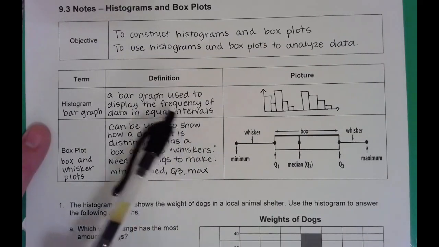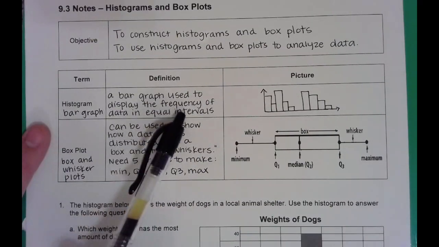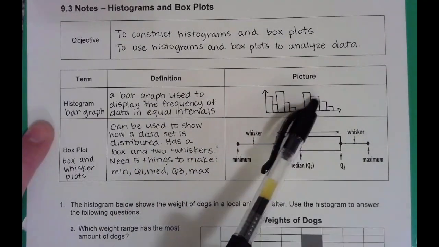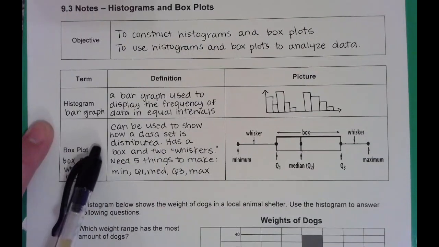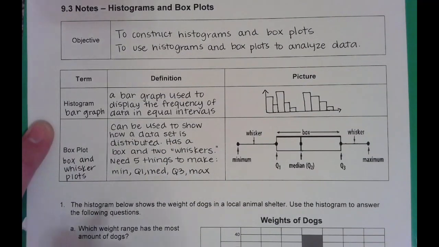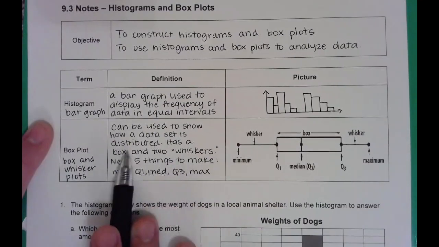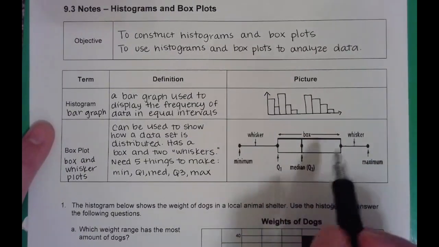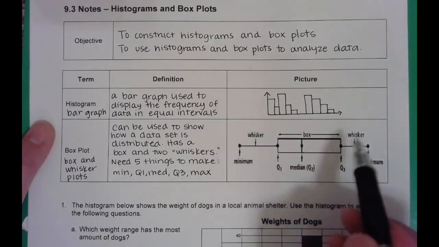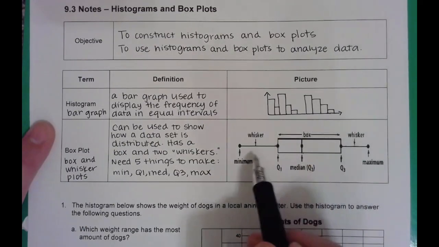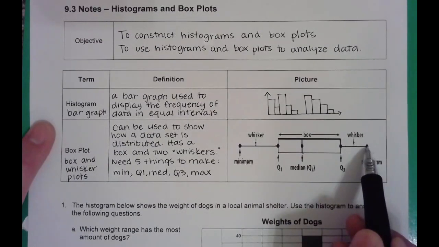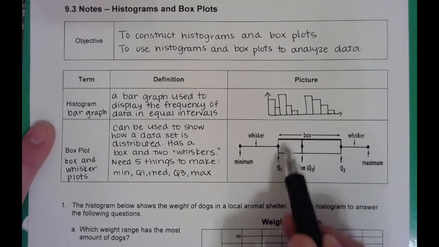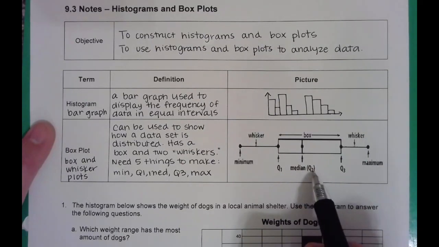So a histogram is a bar graph used to display the frequency of data in equal intervals. And so this is just a picture of what a bar graph might look like. A box plot is a different type of data representation, and the definition here shows that it can be used to show how a data set is distributed, and it has a box and then these two whiskers. So it's actually two boxes. The end of the box here is Q1, the end of the box here is Q3. This point's the minimum, this point is the maximum, and then this point right here, it's not in the middle, but this point that's sort of in the interior of the box, that's Q2.